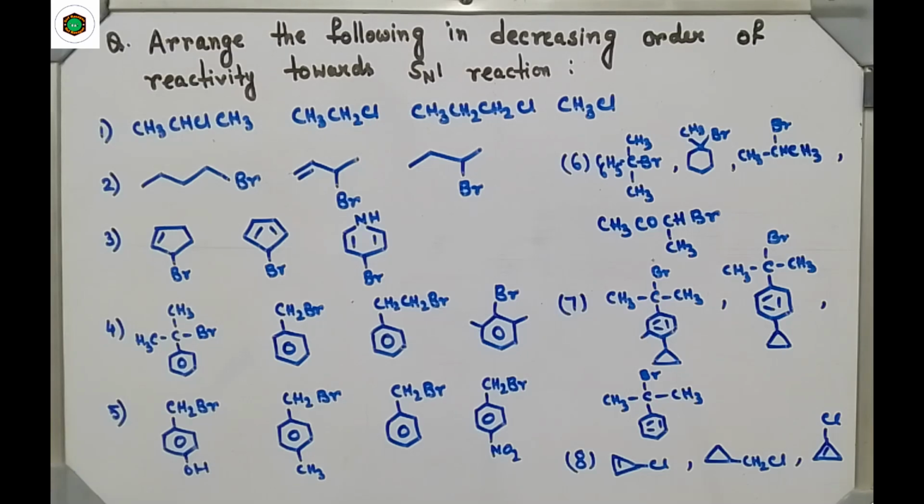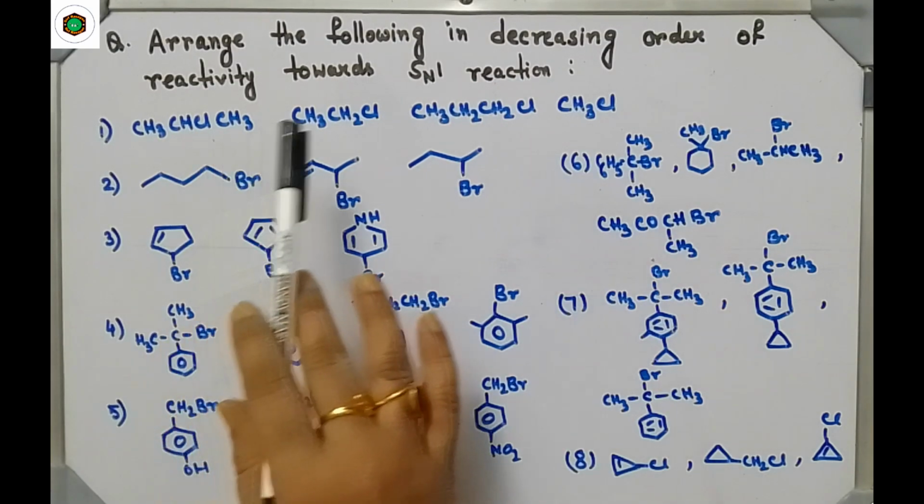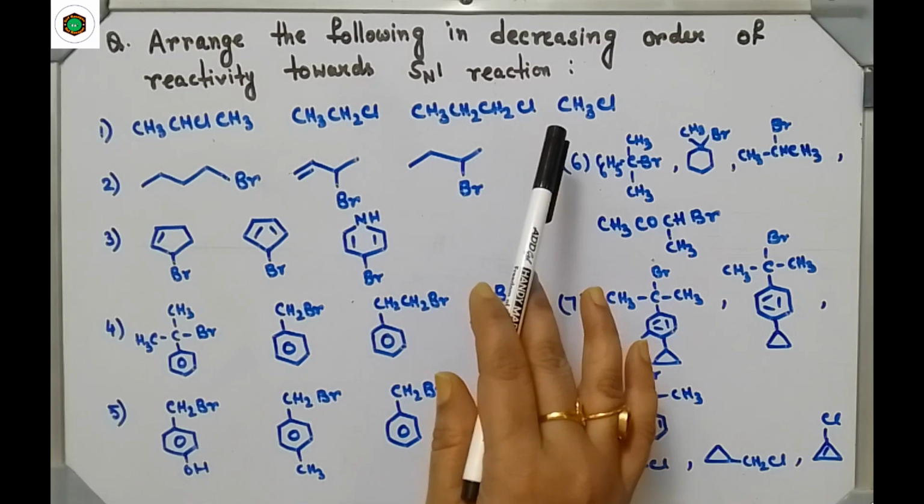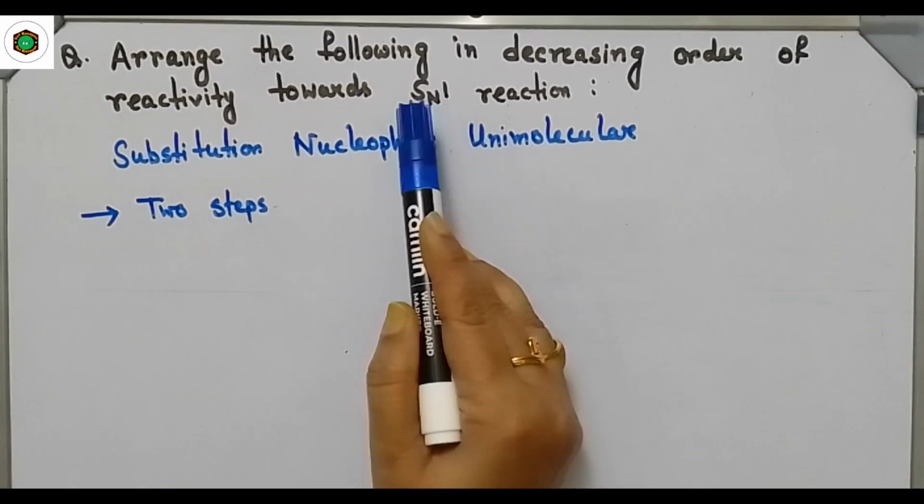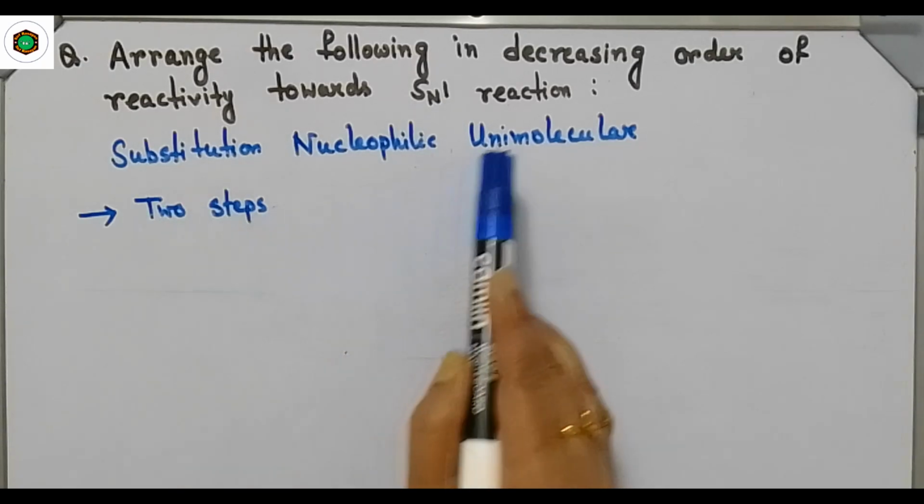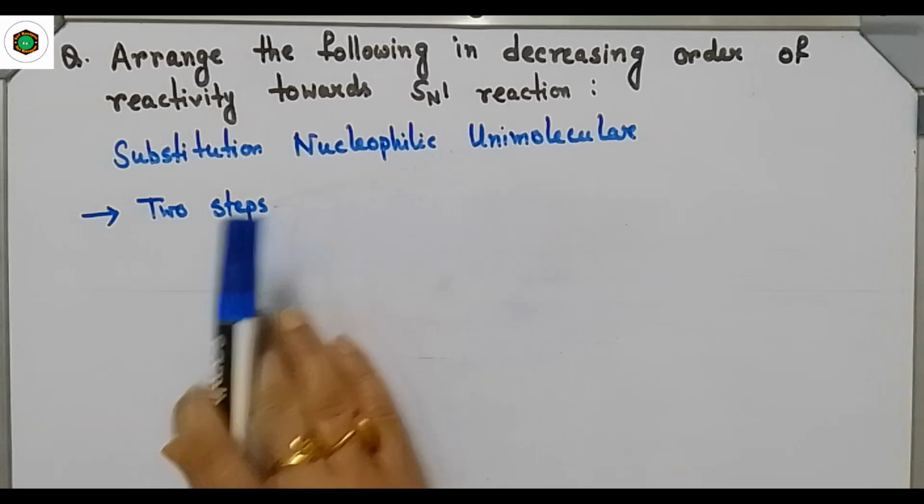In this lecture I will explain: arrange the following in decreasing order of reactivity towards SN1 reaction. 8 questions are given. I will explain one by one. Let's start. SN1 means substitution nucleophilic unimolecular. This type of reaction takes place in 2 steps.